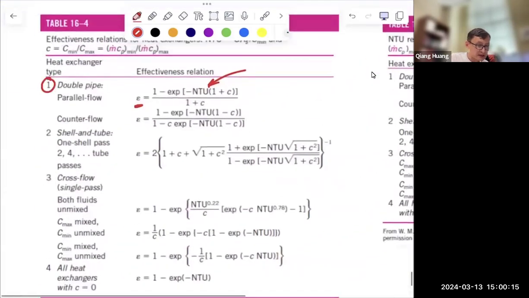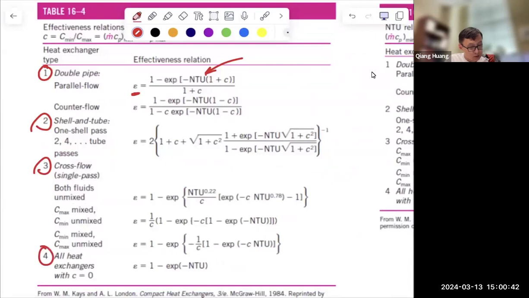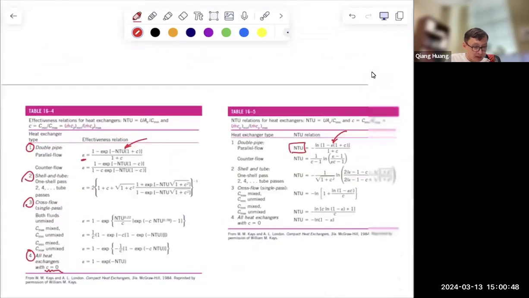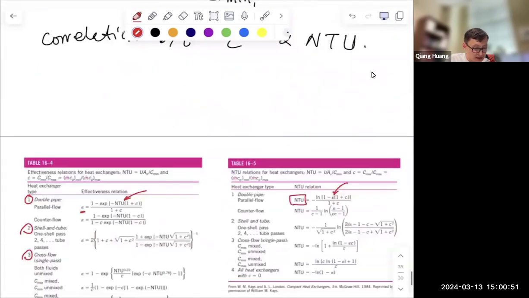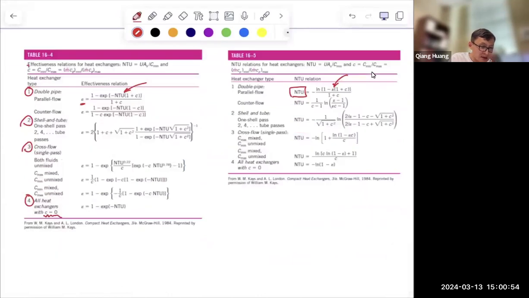The first one is the concentric tube exchangers. The second one is the shell and tube one pass, multiple passes heat exchanger. The third one is the cross flow heat exchanger. And the last one is an extreme case where C equals 0. By the way, C here is C relative, the ratio between the C minimum and the C maximum.